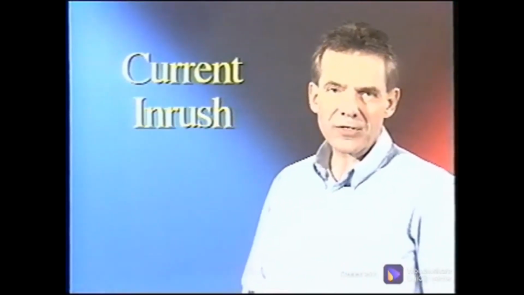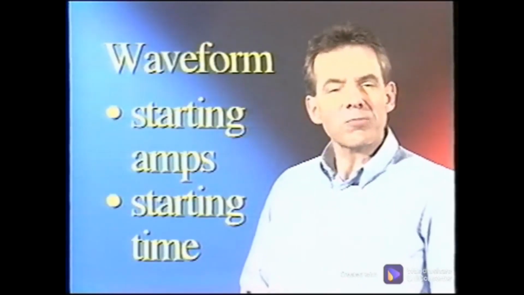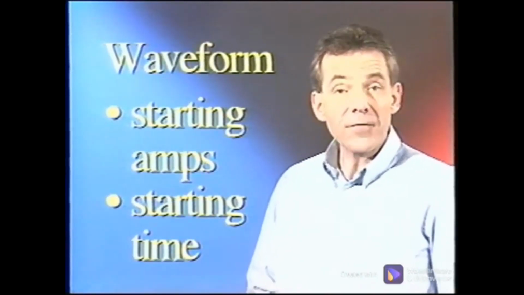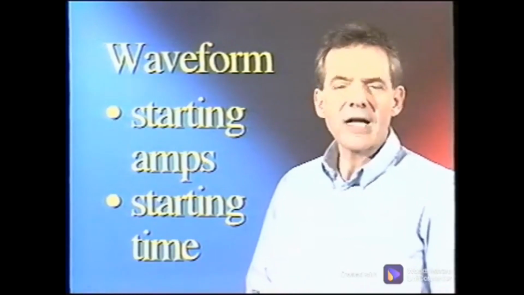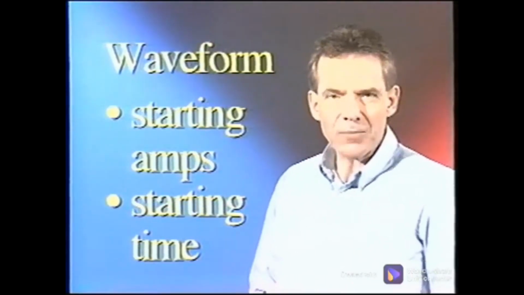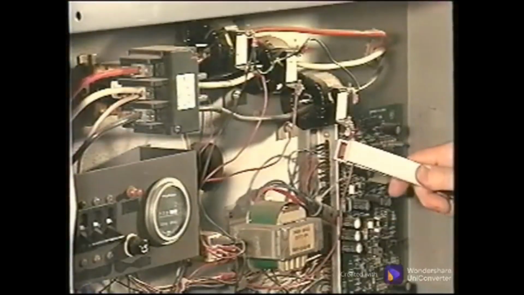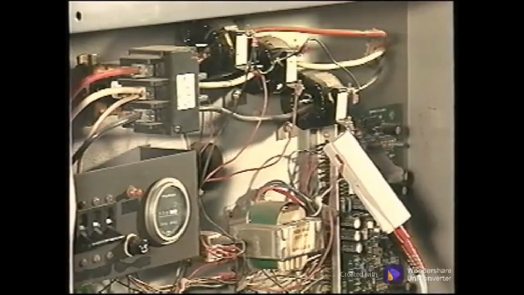A current measurement can be used to capture the current inrush during startup. This waveform data provides the starting current amperage, the amount of time the current was drawn, and the amount of time until operating speed was reached. Place the current clamp on the line lead or at the switchgear CT.